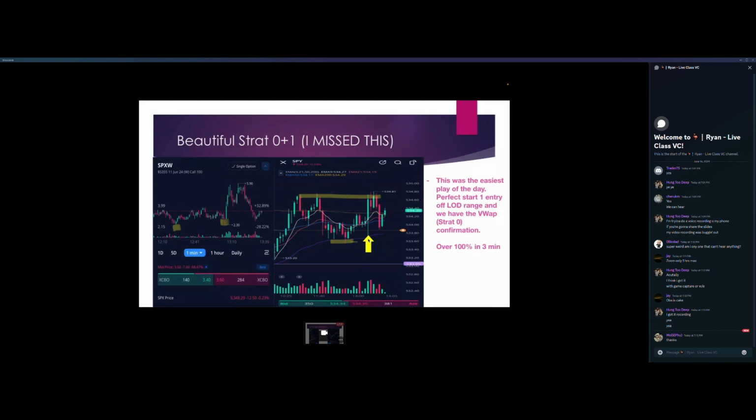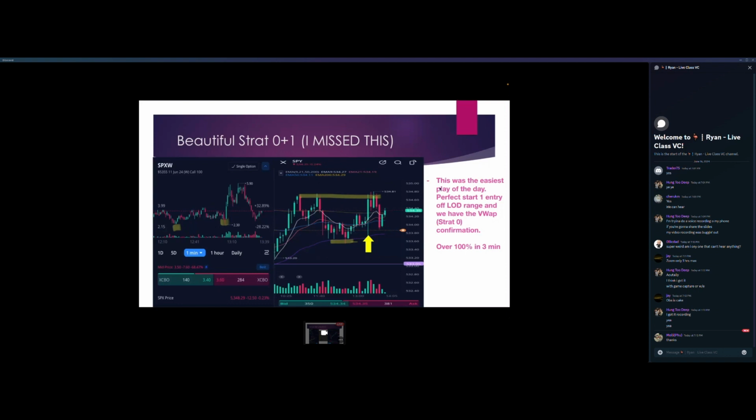But this was where we're supposed to enter. This was a VWAP play. So this was perfect. Now I know why I'm kind of upset. This was a perfect VWAP play. We had strat 0 perfect. It bounced right off VWAP and went right back up. And right here was the entry, the low of day entry at 2.35. Literally 1 minute later, this is over $400 a contract.